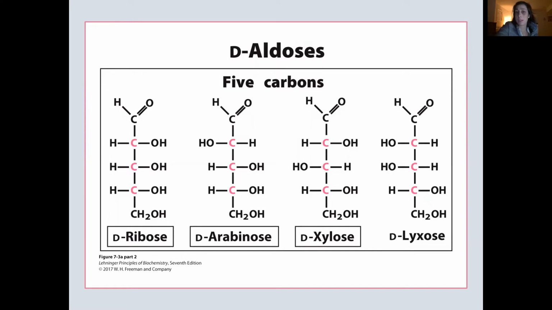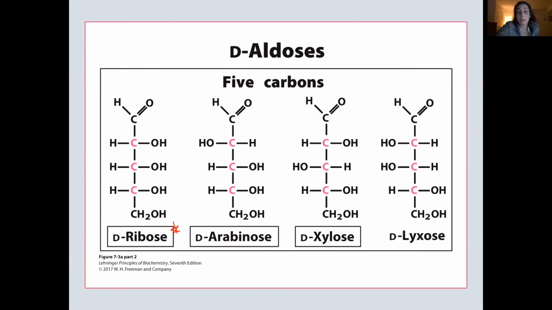The ones with boxes around them are sugars that I want you to remember their structure. These are key types of sugar, distinct sugars that we see often in biochemistry. So remember what these sugars looked like.